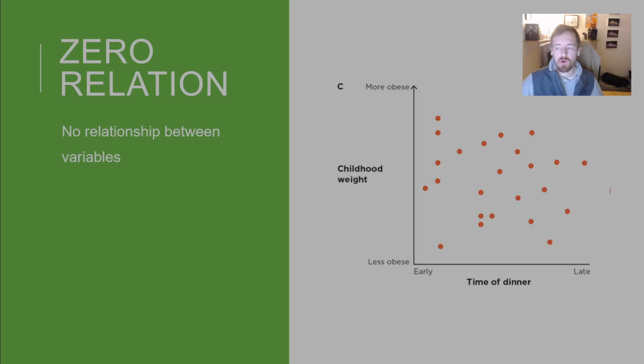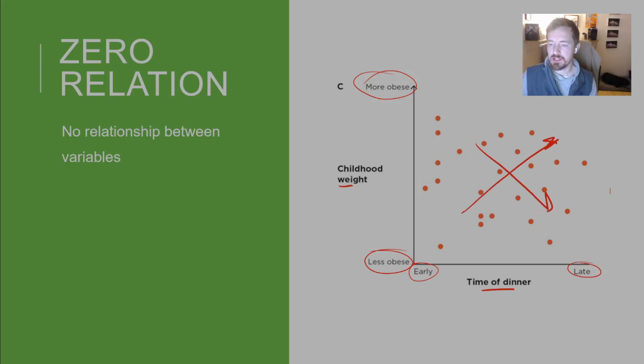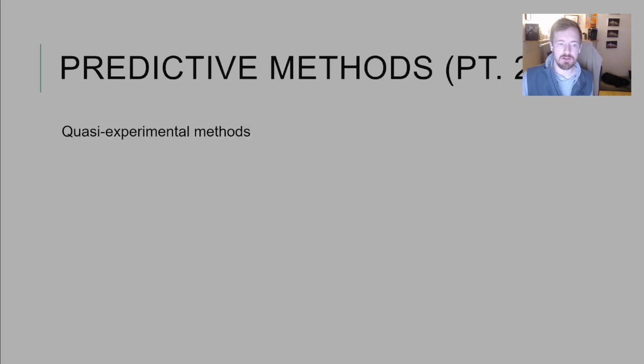And then finally, we have zero correlation. Zero correlation means that there's no real relationship between these variables. And so we have for these variables the time of dinner and childhood weight. So time of dinner being when kids eat, with it being early on the left, late on the right, and then how much they weigh during childhood, with up here being they weigh heavier, and down here they weigh less. And you can see, if you squint your eyes, you can't really see a pattern to this. It's not positive, nor is it negative, so it is not correlated. So we would say this is zero relation or a zero correlation. These two things are not related.